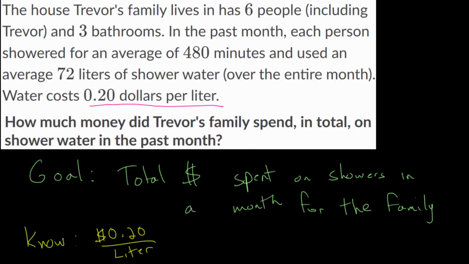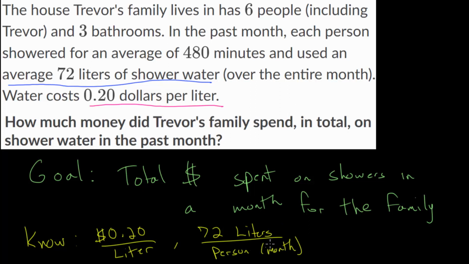So this right here will be very useful for us. The average for each family member was 72 liters of shower water. So we know that there are 72 liters used per person. And again, this is for the entire month. And from here, we just need to think, well, how many people are there? Since we're relating liters to people, and we know we can relate money to liters, we can figure out the total cost per person here.